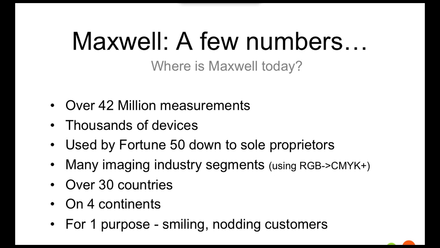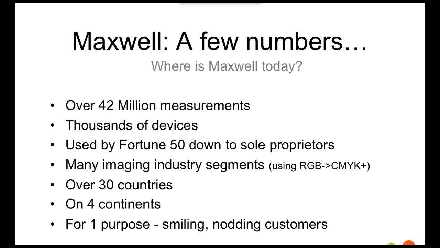So a few numbers about Maxwell, just to let you know where we are. We have over 42 million measurements in the system right now, and it's growing continually. So we have thousands of registered devices, and it's used by Fortune 50 companies all the way down to sole proprietors. So we use this same Maxwell infrastructure to do our custom profiling business for the photographer side of things. We have a color valet solution that we do for that, which allows unlimited profiling of a single device for a period of time. And the photographers are loving that, so it's great.